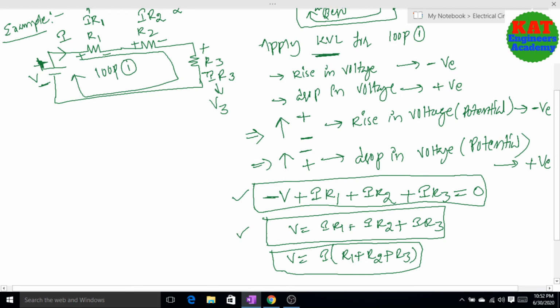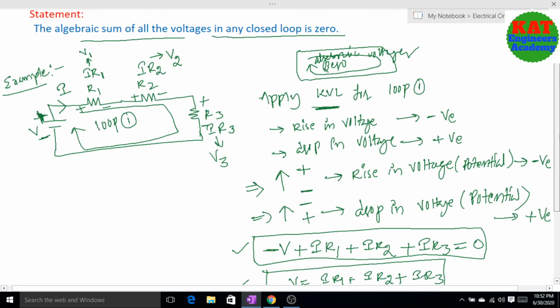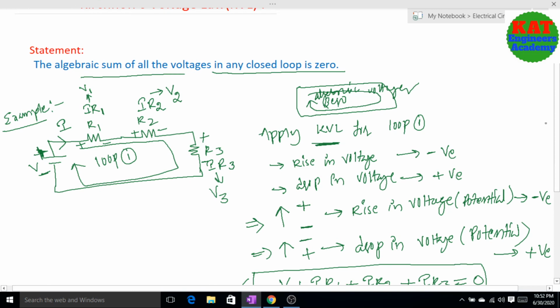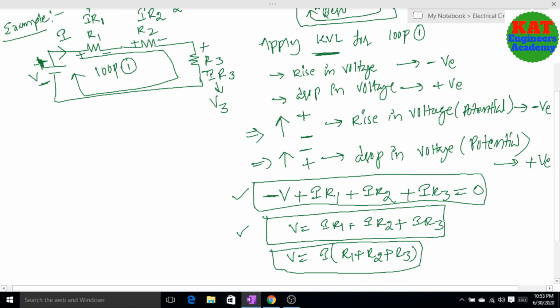Okay, friends, you just have to remember the first statement: the algebraic sum of voltages in a closed loop is 0. Here I considered one simple circuit, V1 across R1, R2, R3. Then you write the KVL equations. Before writing the KVL equation, first you have to remember rise in voltage and drop in voltage. For rise in voltage you consider negative; drop in voltage is positive. Rise in voltage is whenever the current flows from negative to positive, which is negative. Whenever the current flows from positive to negative, you consider it a drop in potential, which is positive. Like that you frame the equations.